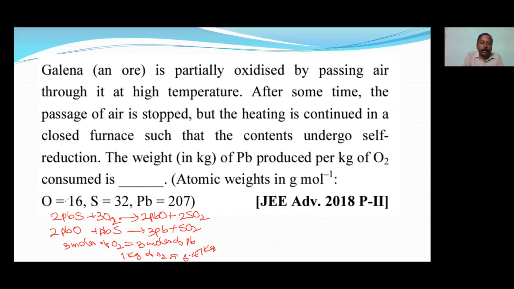Here galena is PbS. First it is oxidized, and when oxidized it will convert into PbO. This is a self-reduction process. Now this lead oxide and the leftover PbS both undergo auto reduction to give lead. Basically, 3 moles of oxygen are used and 3 moles of lead are produced. So 3 moles of oxygen equals 3 moles of lead. Then 1 mole of oxygen is equal to how much? The answer will be 6.47 kg. I think it is clear now.